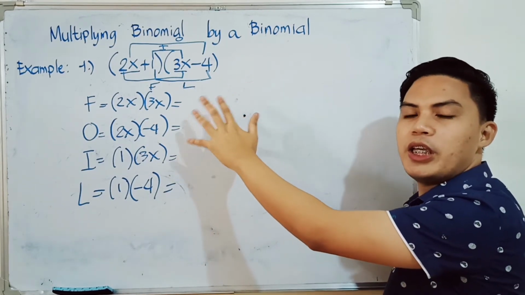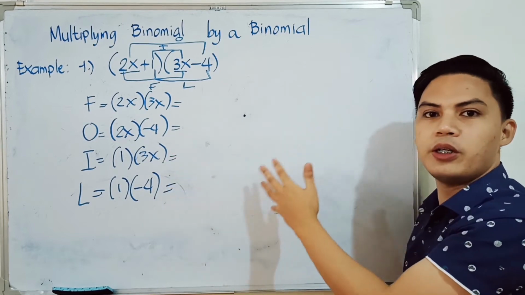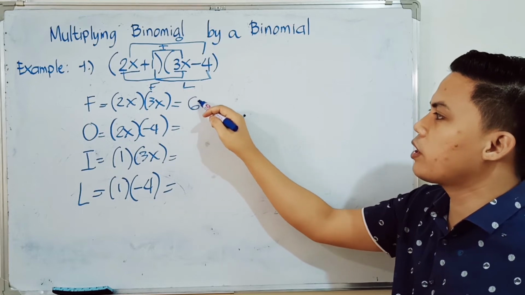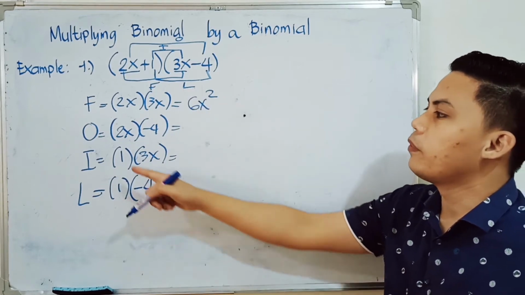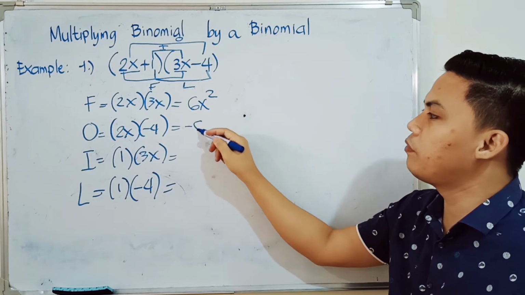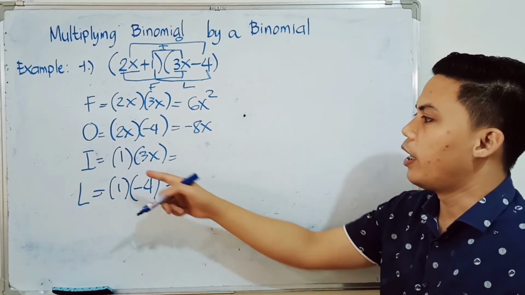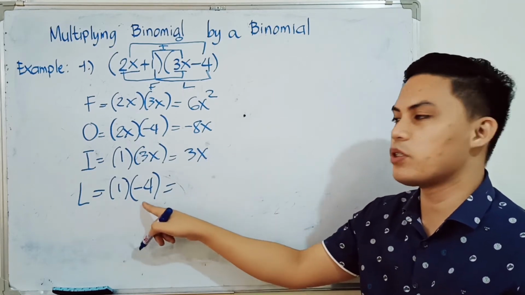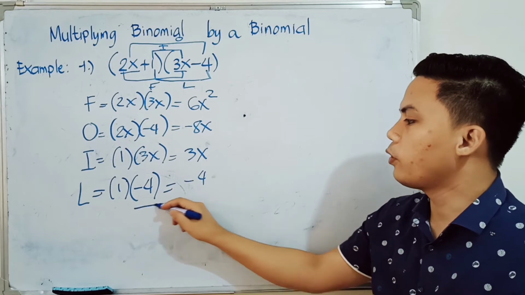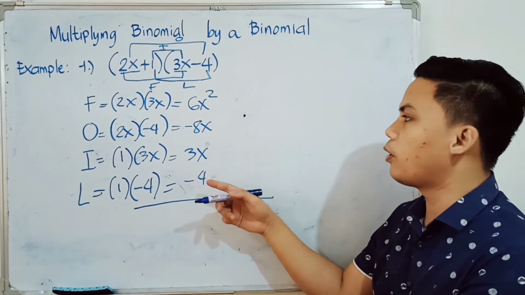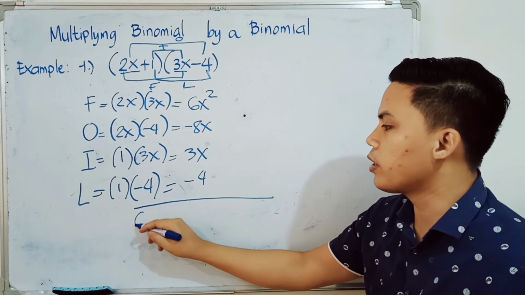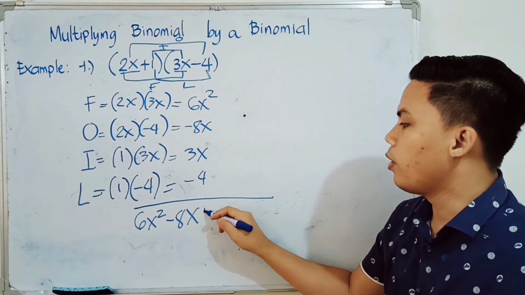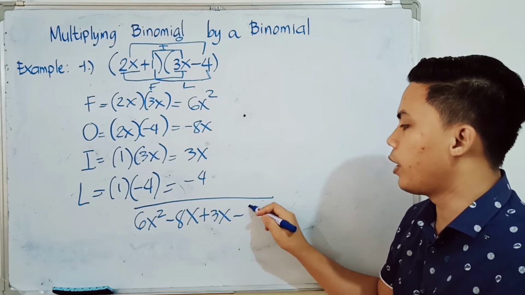So, after multiplying each pair, we're going to add their products. First, 2x and 3x, we will have 6x squared, right? Then, 2x times negative 4, we have negative 8x. Then, 1 times 3x, we have 3x. And lastly, 1 times negative 4, we have negative 4. So, if we're going to add them, we go in the order first, outer, inner, then last. We write them: 6x squared, then negative 8x, positive 3x, and negative 4.